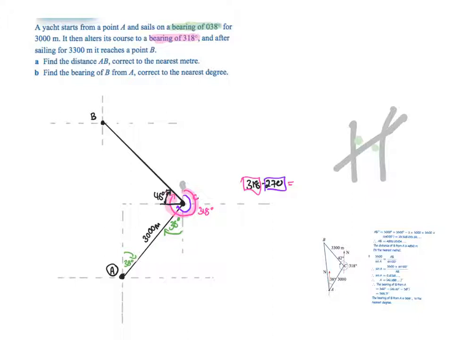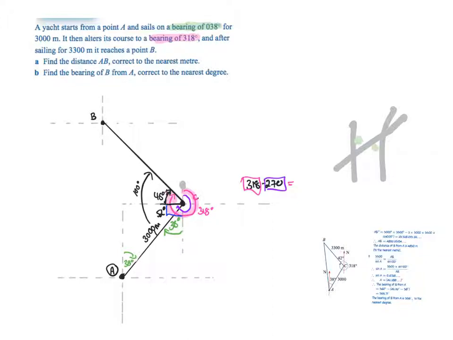And what would add up to 90? 38 plus what will give 90? Because there's a right angle in here. 52. So we've got that's 52 degrees. So can you see now, I have the whole angle of that bit in there, which is 48 plus 52, which is 100.